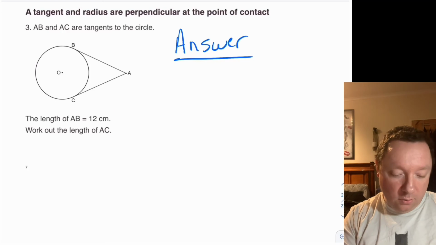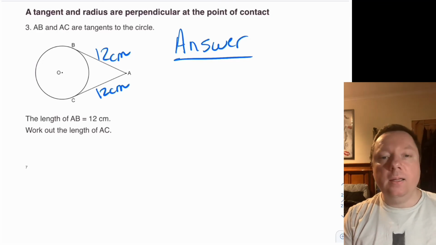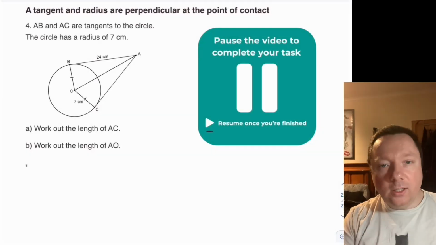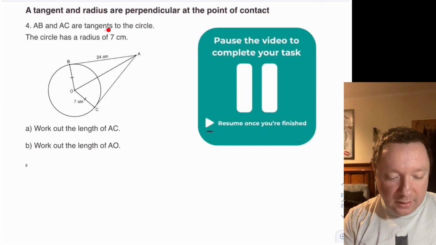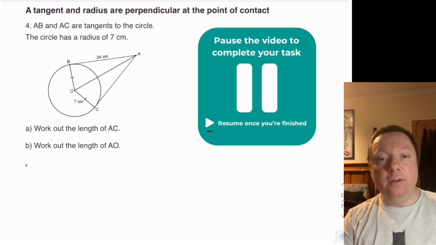Should have written down that since AB is 12 centimetres, AC is also 12 centimetres. It's as simple as that. Question 4. AB and AC are tangents to the circle. It tells you the radius is 7. You have to work out the length of AC. And you've also to work out the length of AO. Pause the video here and give it a go and come back when you're done.